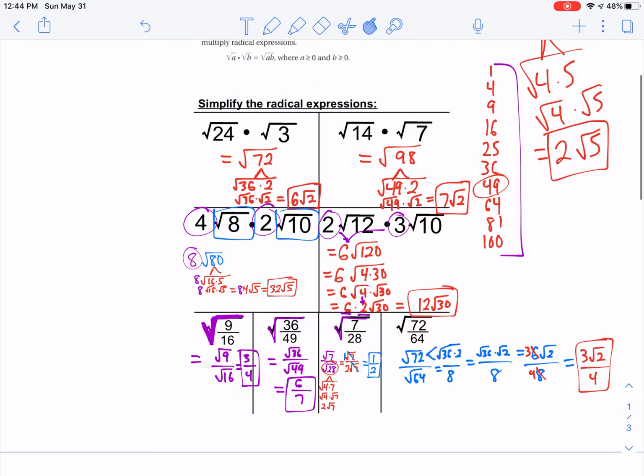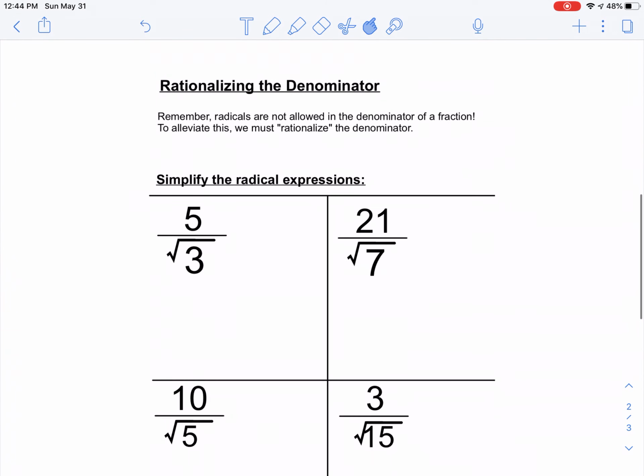Let's do one more page. We'll do it in the next video: rationalizing the denominator.